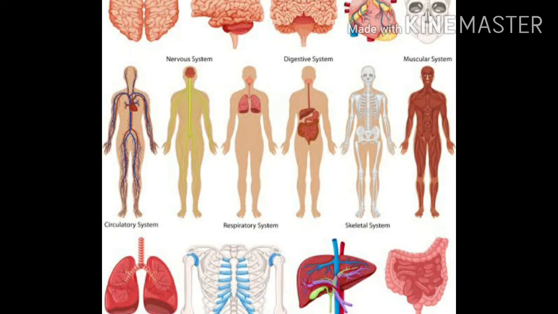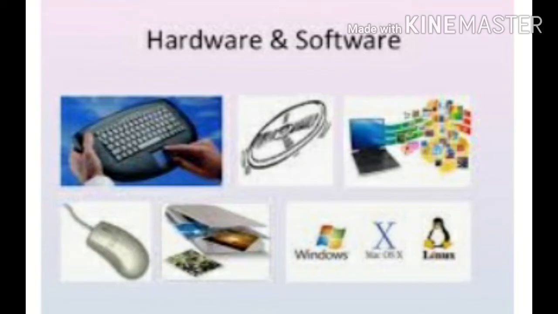So see here, what can you see here? Yes, a human body. And do you know children, a human body is made up of many systems. You can see here, isn't it? Yes, nervous system, digestive system, circulatory system, etc. And all these systems help us in the smooth functioning of our body. Like this, our computer is also made up of many different components.